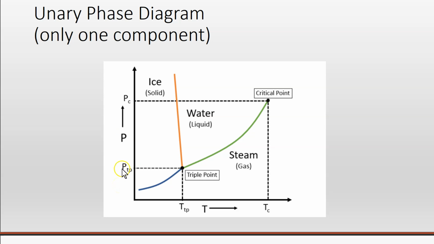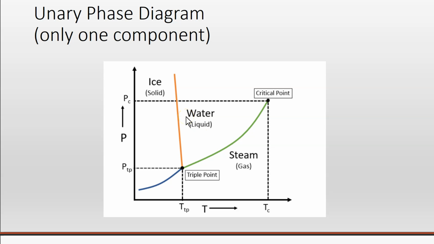So atmospheric pressure would be somewhere between these extremes here. Let's just say it's around here. And we can see that as we increase the temperature of ice, there will be a certain temperature at which it then turns into water. If we keep increasing that temperature, it will then turn into steam.